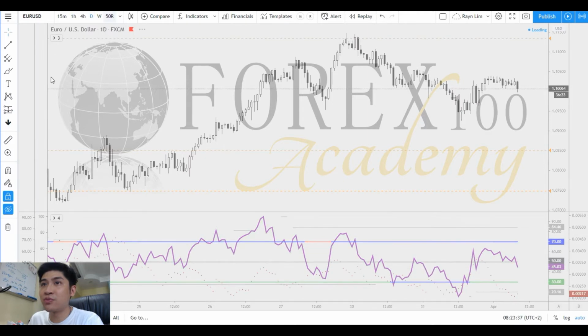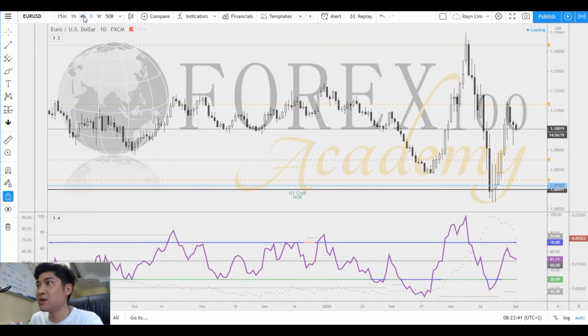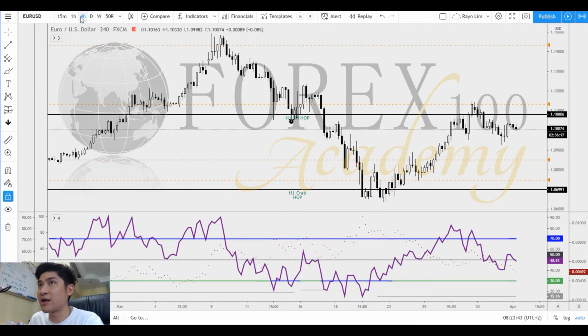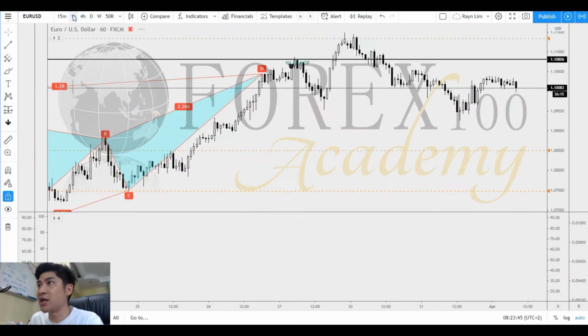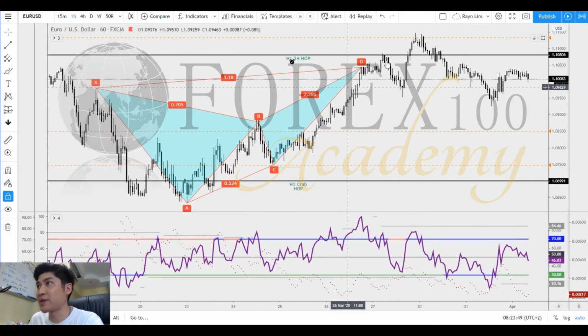So let me just push to my daily chart and share with you my analysis. Daily chart, nothing at this moment. 4-hour, nothing. But on the 1-hour chart, there is a setup that I was waiting for. A bearish butterfly looking to sell. I'm still looking to sell.